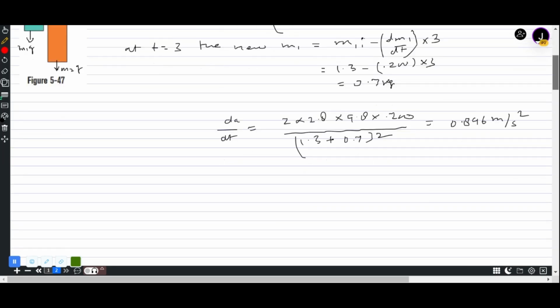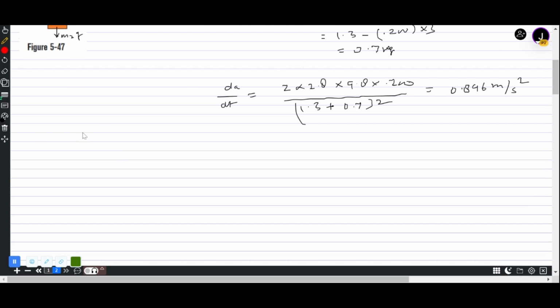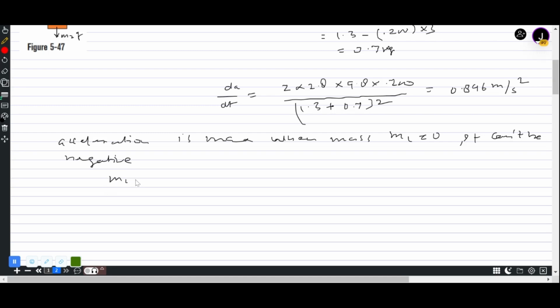Now the third question is, at what point will acceleration be highest? Acceleration would be highest when m1 is equal to 0, it can't really be negative, right? So a is proportional to m2 minus m1. If m1 is 0, then you get the highest value.